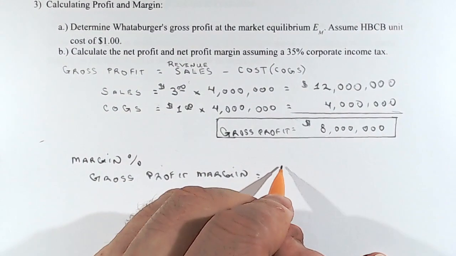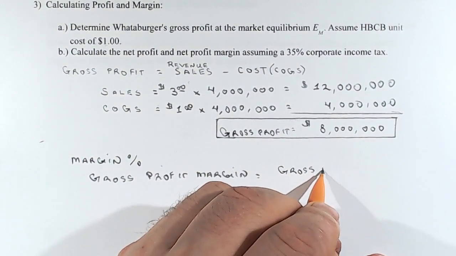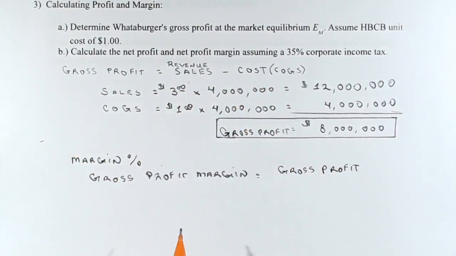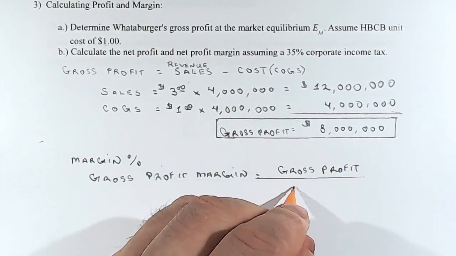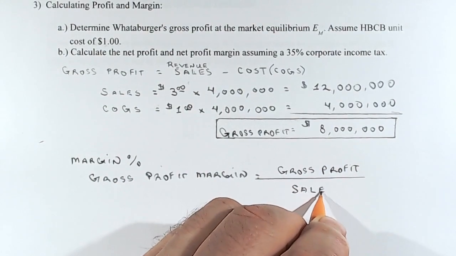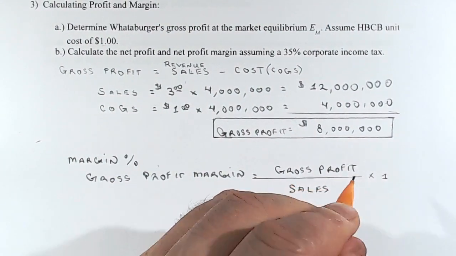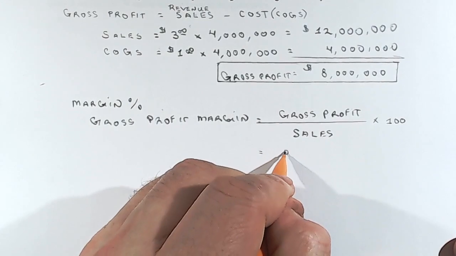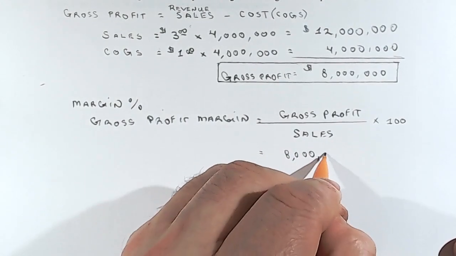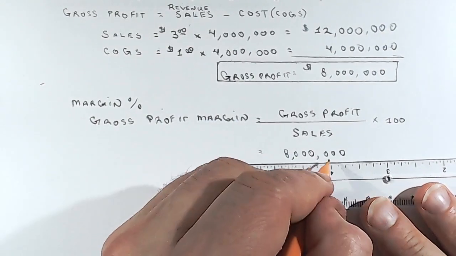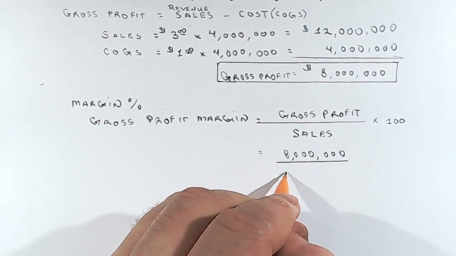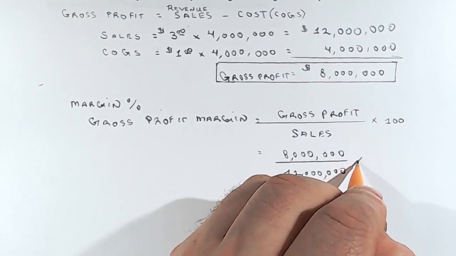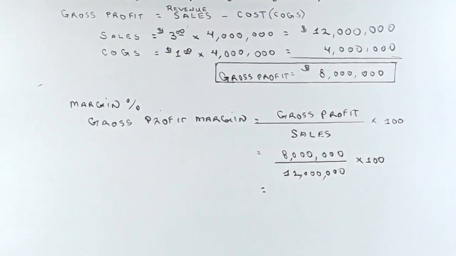Is that you take the gross profit, which remember the gross profit was revenue minus cost, and you divide it by sales or total revenue. Then you multiply that by 100 to turn it into a percent. So let's plug in what we have here. Our gross profit was 8 million, and we divide that by our total revenue or our total sales, which was 12 million. Right, and then we multiply that by 100. Let's see what that's equal to.